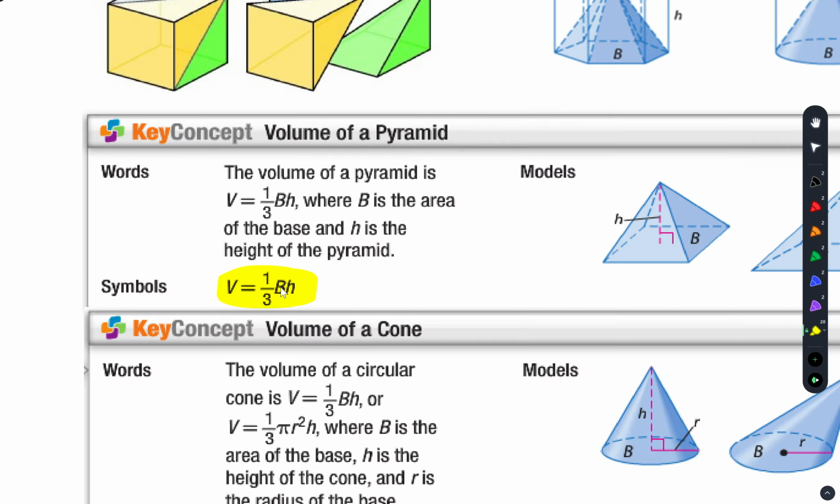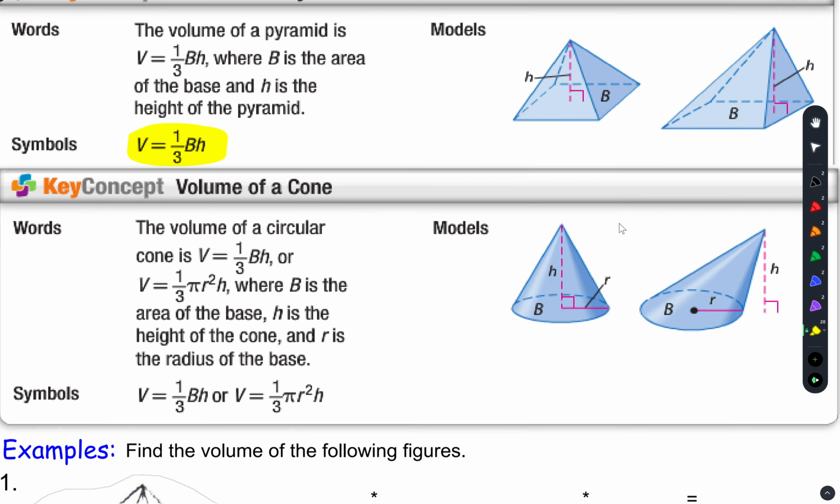Don't let it be you. Don't forget the 1/3 in front of all of your pyramids, and all of your cones have a 1/3 in front of them. A cone we know is just a fancy pyramid. So the only difference between the pyramid formula and the cone formula is that we can substitute pi r squared instead of area of the base, because pi r squared is the area of the circular base.